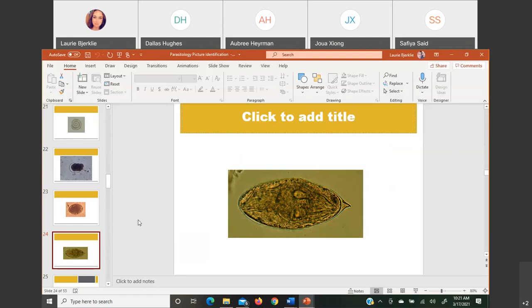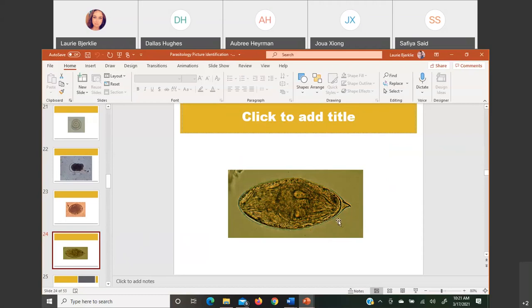So this is Schistosoma, but it's not mansoni. It is haematobium. So Schistosoma haematobium is the one that has the end or terminal spine. I always think of the T of terminal for the T in haematobium. I know it's random, but that's what helps me. Mansoni and japonicum would have side spines. Japonicum is very tiny, but mansoni's is very obvious. But yeah, this one's Schistosoma haematobium.